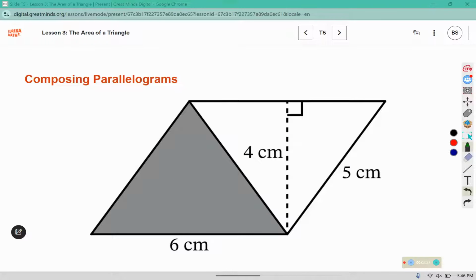This method forms acute triangles. These angles in the corners are all less than 90-degree angles. So that formula of it being half of the base times the height, well, the base is 6, the height is 4, 6 times 4 is 24, split it up into 2 parts, giving us 12, works for acute triangles.